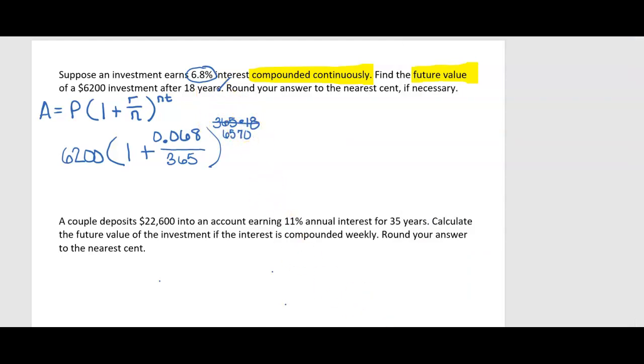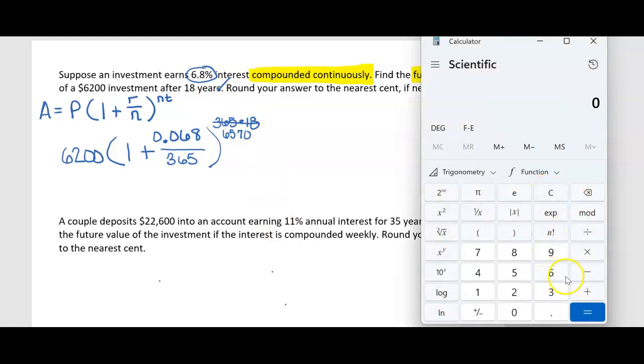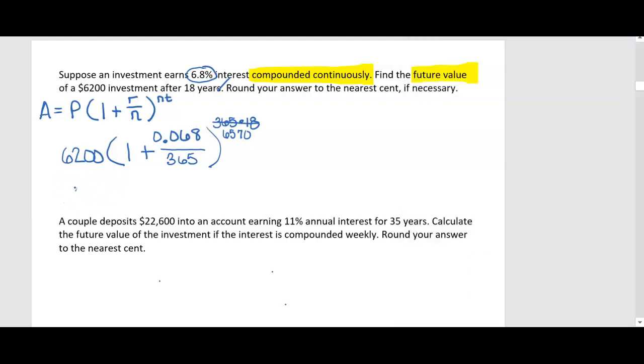And now we're going to pull up our calculator and we're able to type in this entire problem just like it's written. 6,200, parentheses, 1 plus 0.068 divided by 365, close the parentheses. Now we have that crazy power, so I use that x to the y button, to the 6,570th power. And don't forget to hit equals. And again, you see we get a very long decimal, and because it's money, we're going to round appropriately. So we are going to have a future value after 18 years of $21,082.33. So let's write that down. $21,082.33.